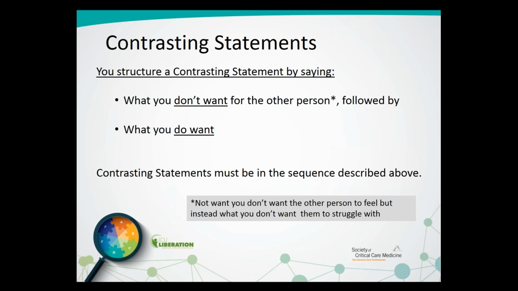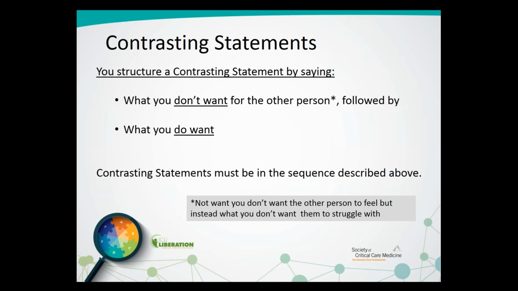So a contrasting statement is structured very specifically in 2 ways. The first thing you say is what you don't want for the other person, and the second thing you say is what you do want. So it's important when you're saying what you don't want for the other person that you're not saying what you don't want them to feel, because the minute you start talking about what you don't want someone to feel, that just increases their defensiveness, because we all are going to feel what we're going to feel.